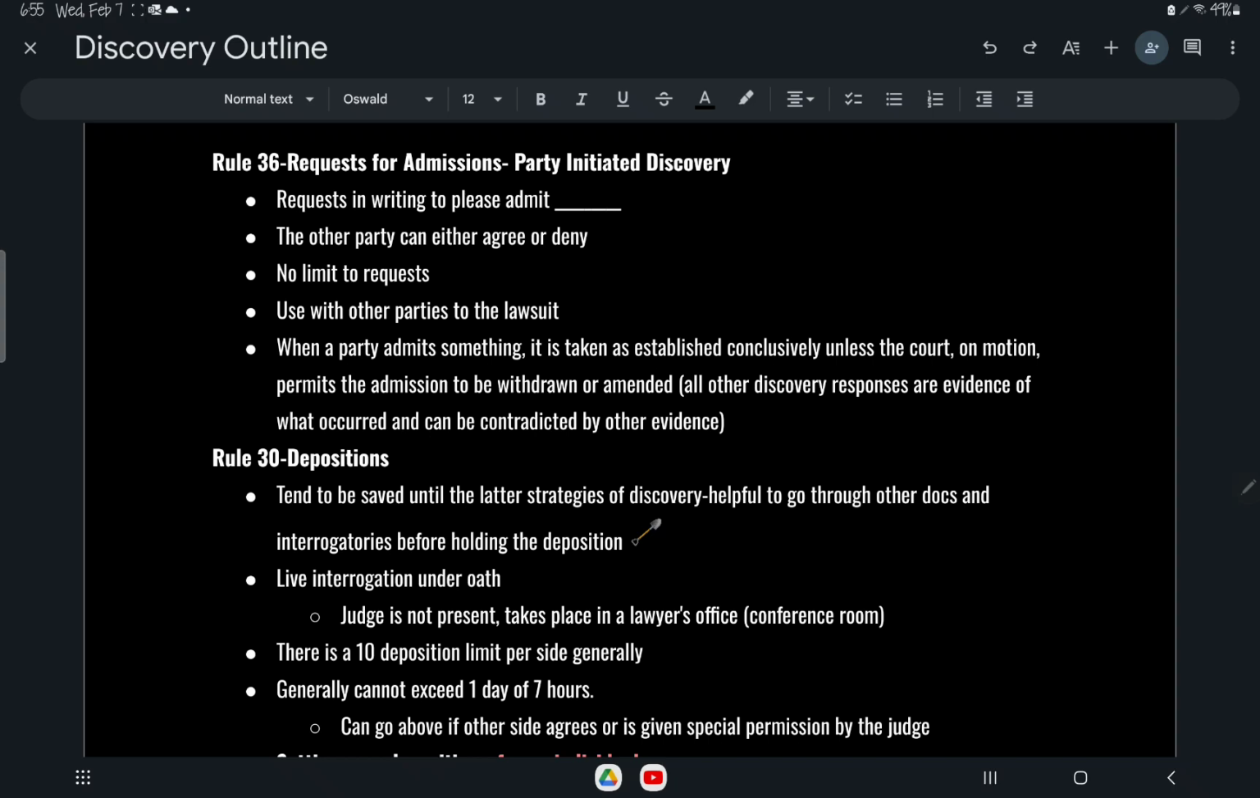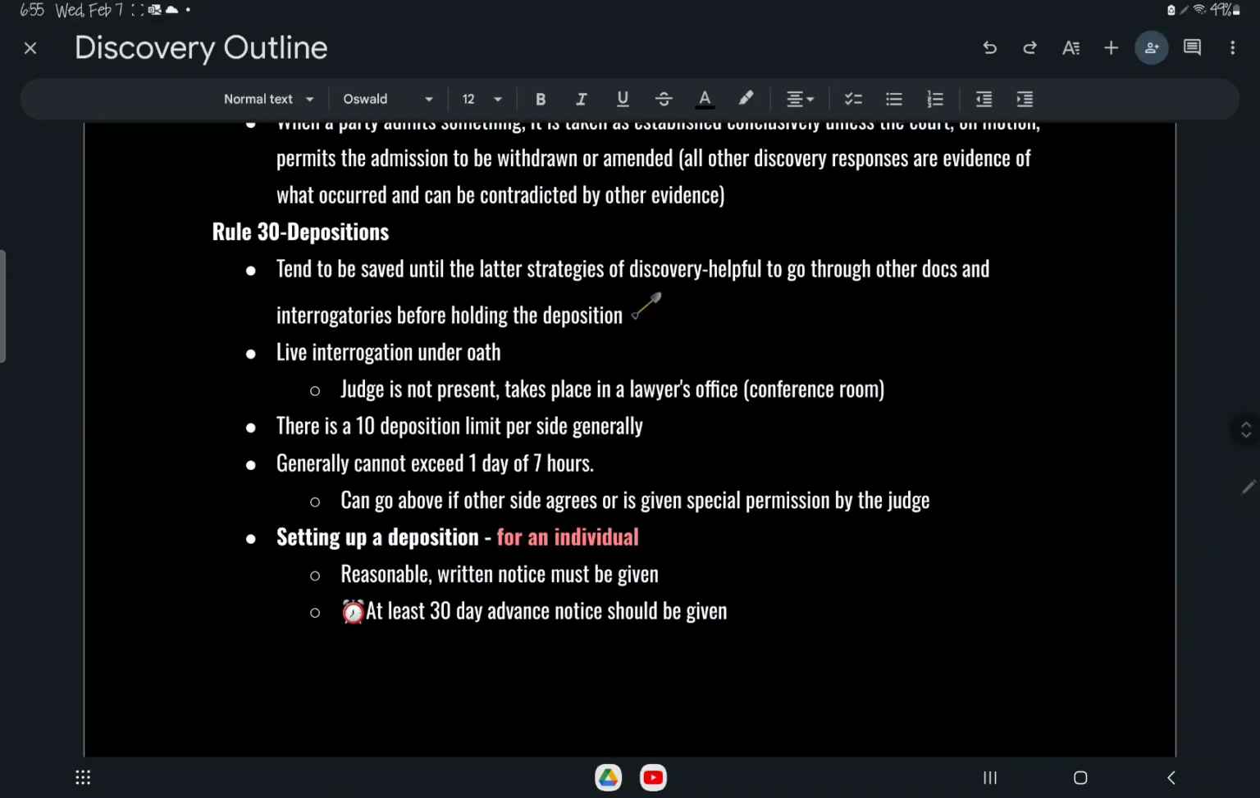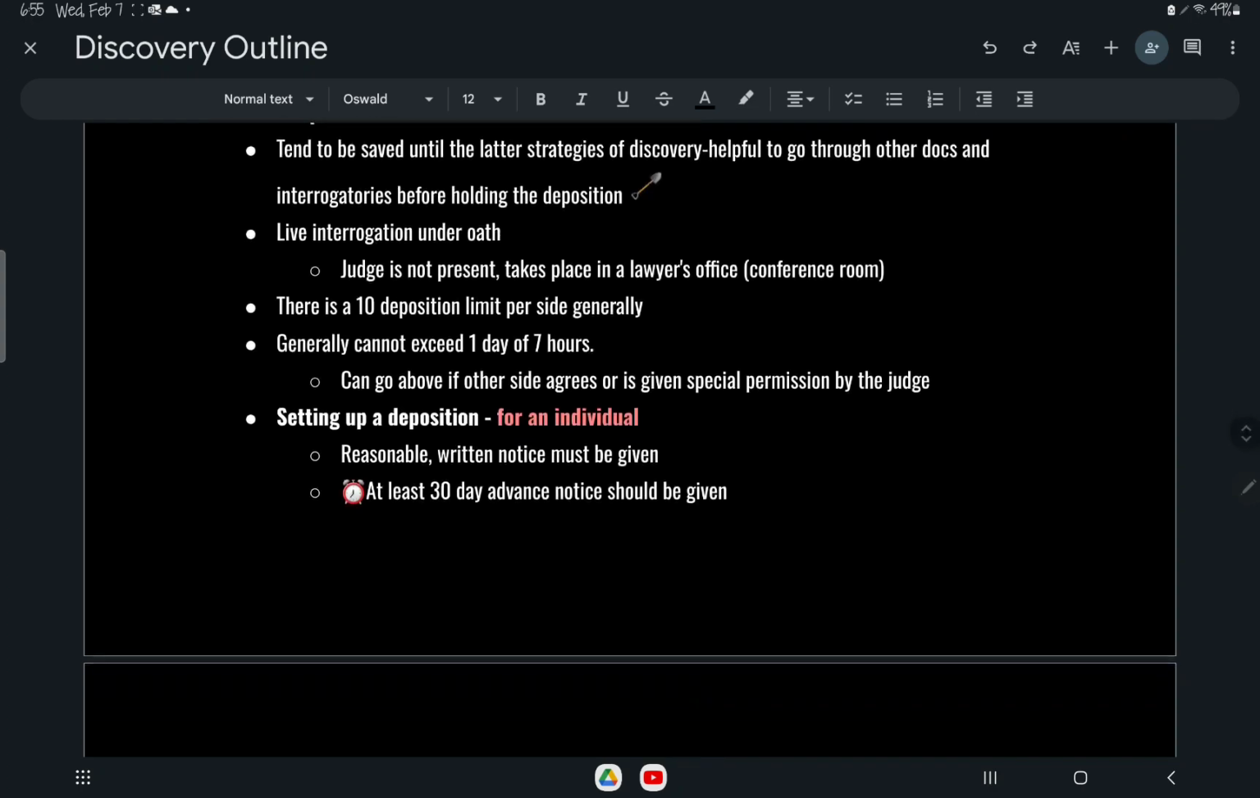Rule 30, depositions, tend to be saved until the later stages of discovery. It's helpful to go through other documents and interrogatories before holding the deposition. It's a live interrogation under oath. The judge is not present. It takes place in a lawyer's office or a conference room. There is a 10 deposition limit per side generally, and it generally cannot exceed 1 day of 7 hours.